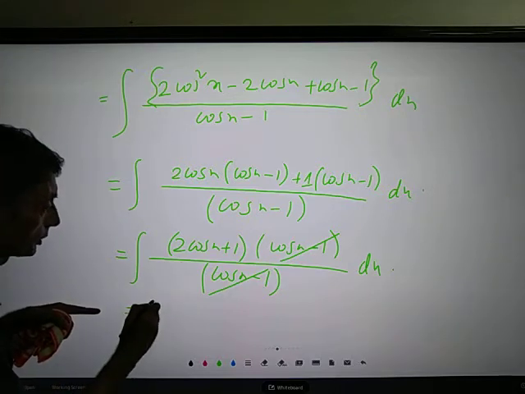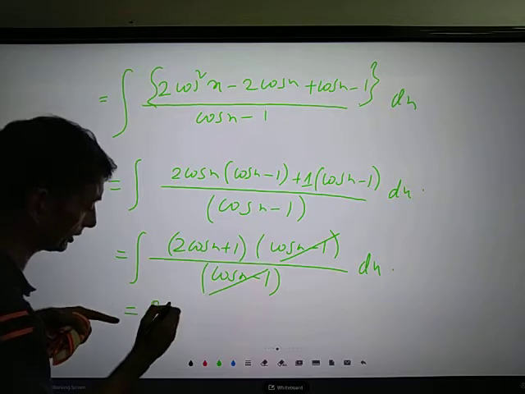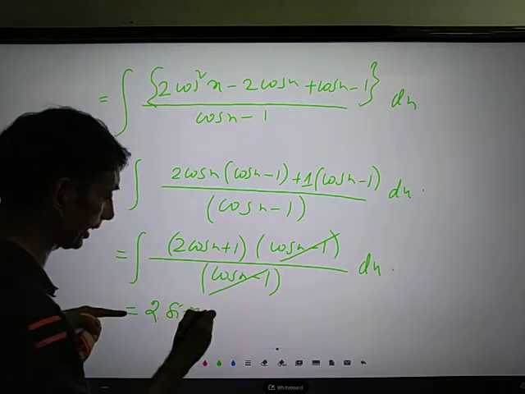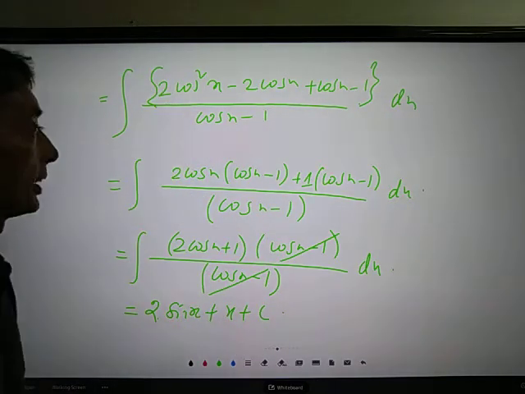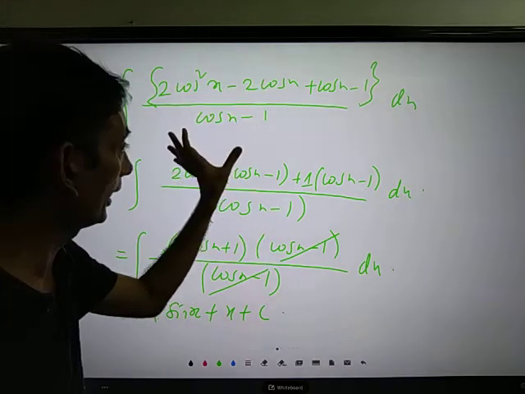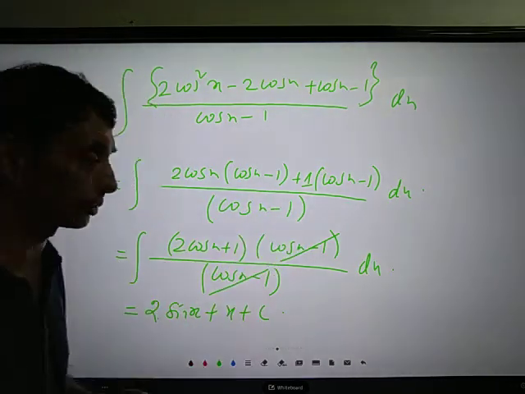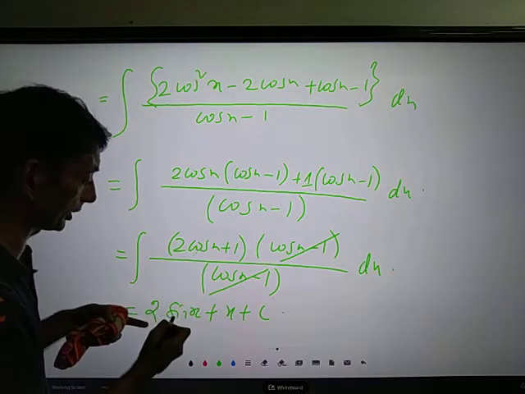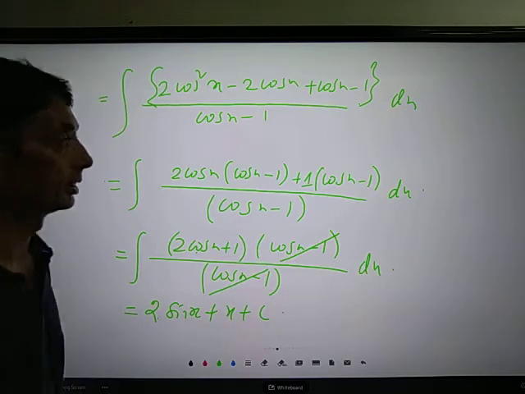So you can just integrate. 2 is constant and this will be integration of cos x. Integration of cos x is sin x. Then 1 dx, integration of dx is x plus c. So the steps are as simple as this. We have factorized the numerator, and after factorizing, we're just trying to write in terms of cos x minus 1, so it gets cancelled out. Then you can integrate separately. 2 is constant, cos x integration is sin x, and 1 dx, integration of dx is x plus c.